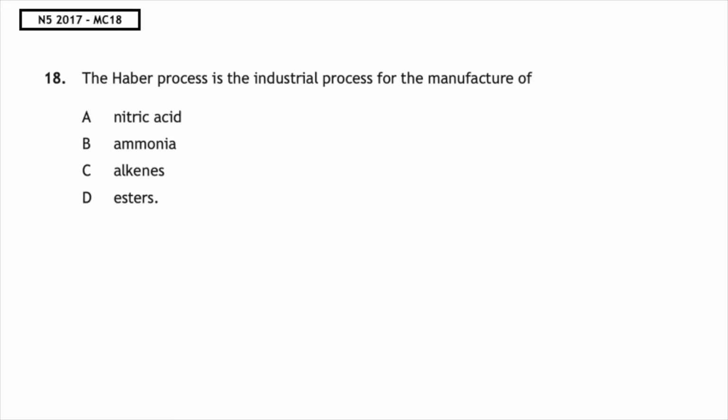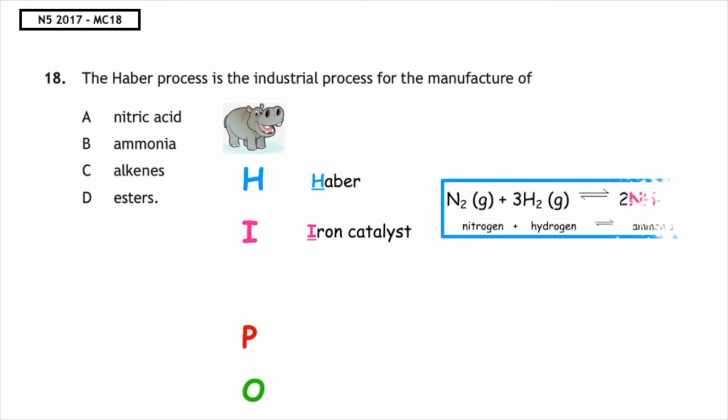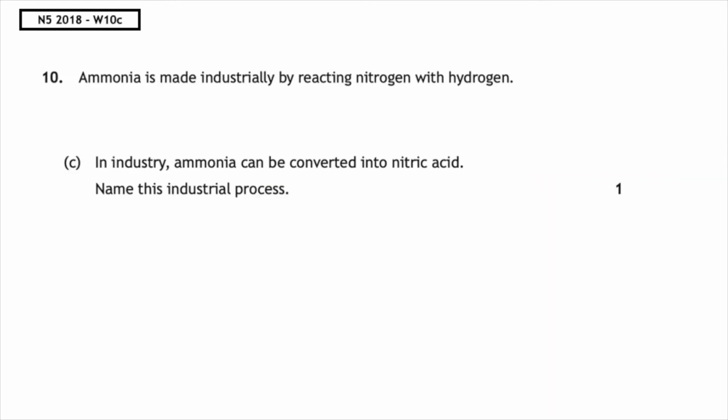This past paper question is from the National 5, 2017, multiple choice 18. The Haber process is the industrial process for the manufacture of, remember your HIPPO, Haber iron catalyst produces ammonia. So the correct answer to this question is multiple choice answer B.